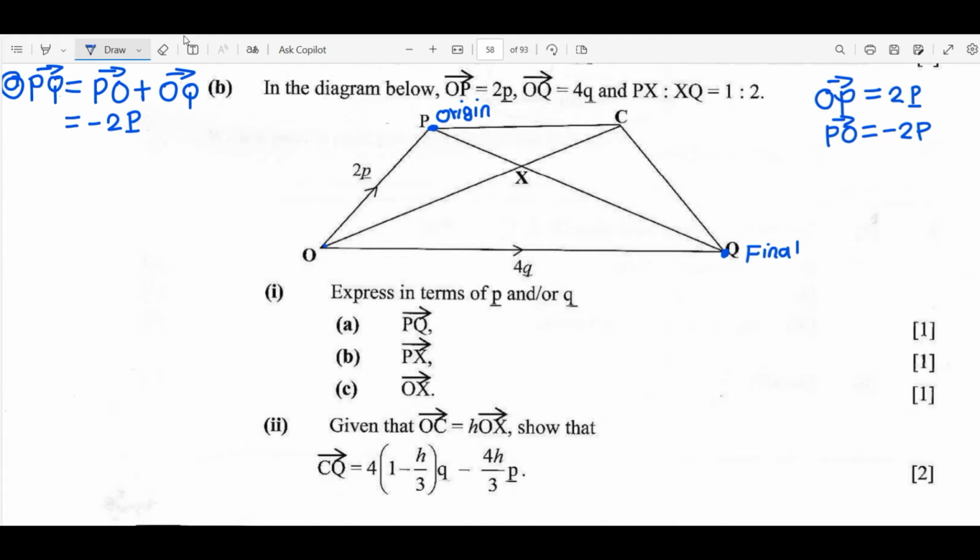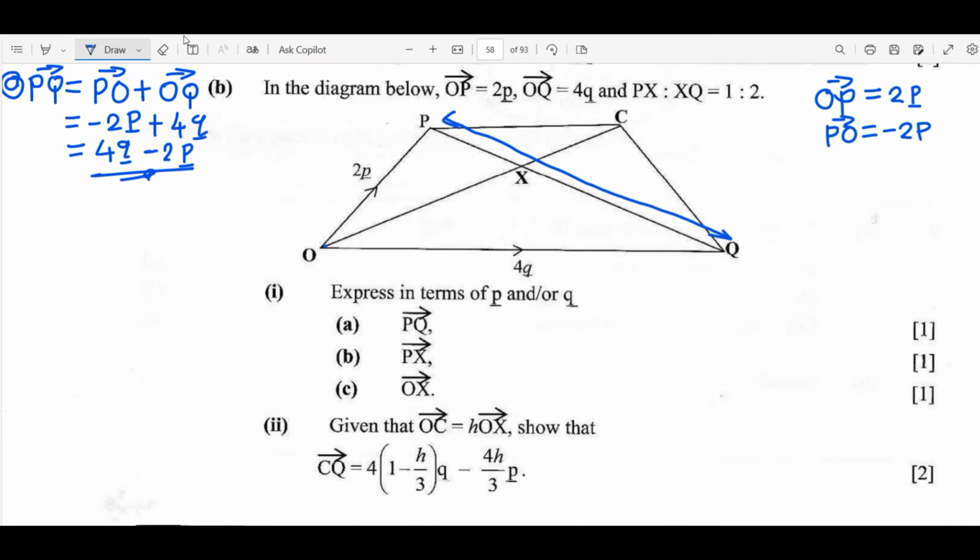Now, what if we move from O up to Q? So this one is just in the direction. So we are supposed to get the number the way it is. So we just say positive 4Q. Then I'm going to begin with positive 4Q minus 2P. This is our final answer, which simply means that the vector from P to Q is 4Q minus 2P. So that is our vector.